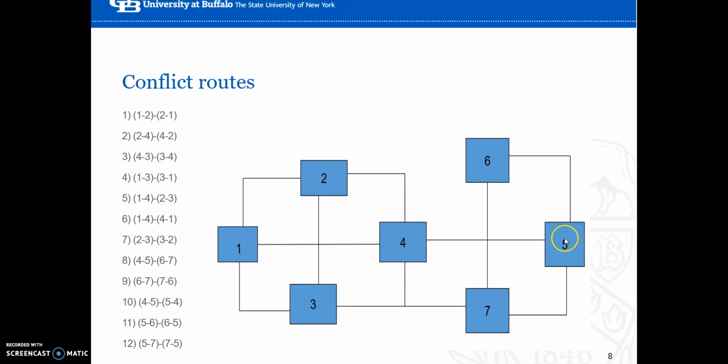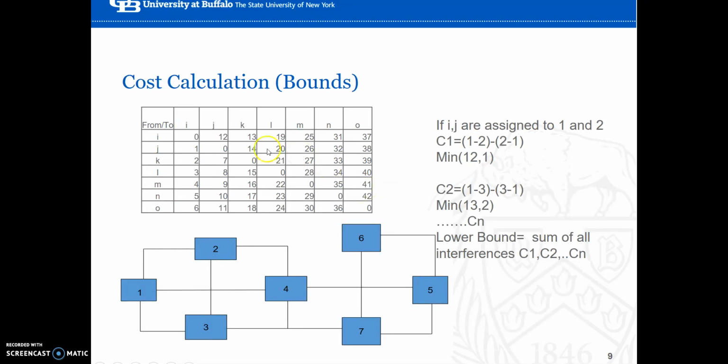So there are different types of conflict routes. 1, 2, 3, 4, 5, 6, 7, like I said, are all the locations. Now in 1 and 2, let's say facility I is assigned to location 1 and facility J is assigned to location 2. In this case, there's going to be a direct conflict. It's the AGV example we discussed earlier. And 2 and 4 and 4 and 2, this makes more sense because I'm going to explain it from here.